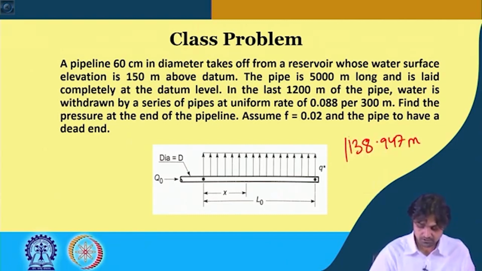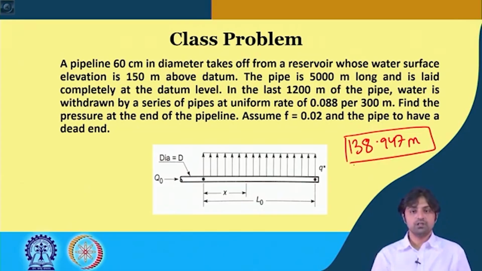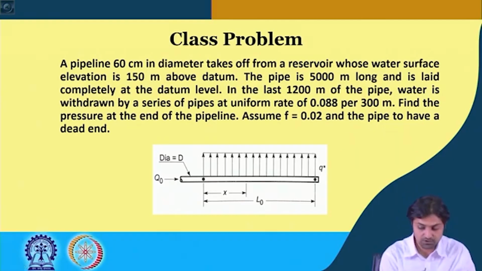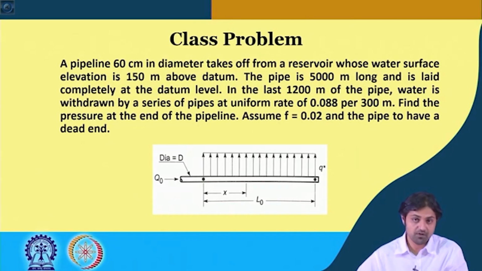138.947 meter. Okay. So these are lengthy questions, but the idea of covering these is that you are able to solve any type of problem after learning this course. Of course, the assignment will have simpler problems because it will be mostly objective type or fill in the blanks. So there will be small problems rather than such big and complicated problems. But this is a nice practice and will expose you to all type of problems that you can encounter in pipe flow.